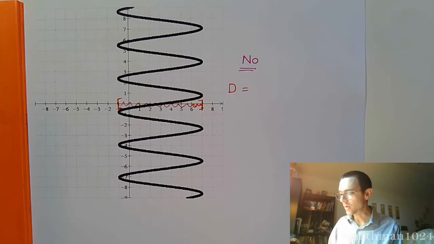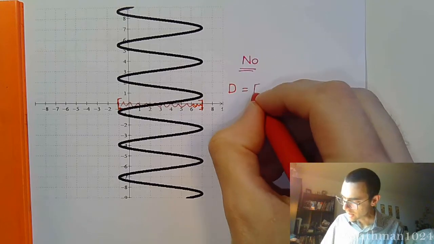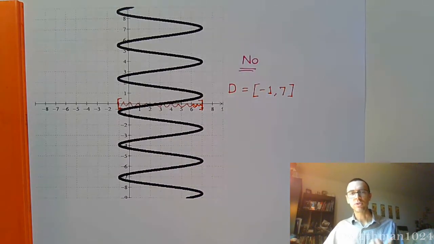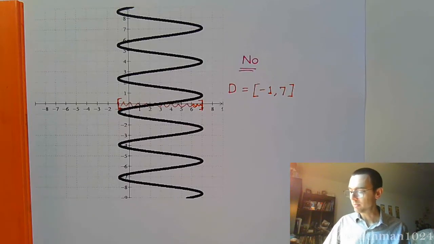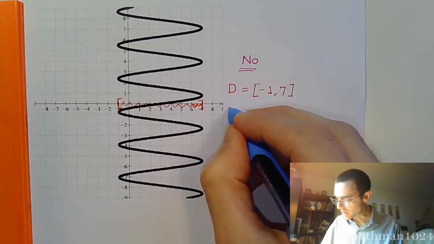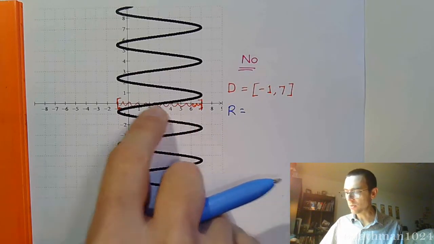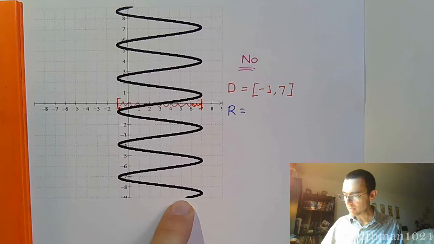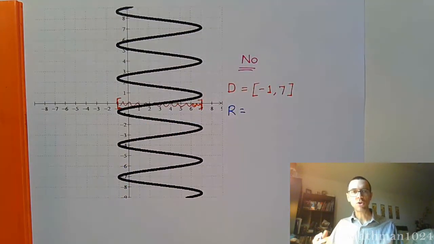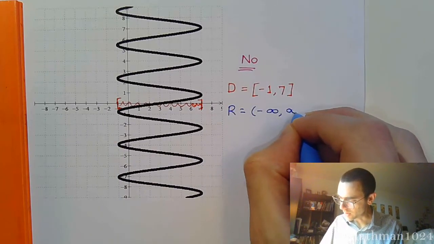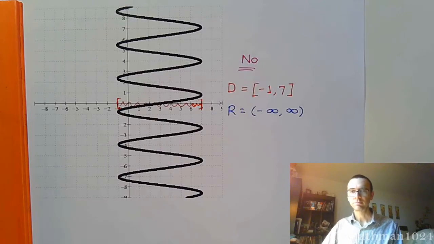Yes, Kevin, with the correct notation using those brackets. So that's bracket -1 to +7, just like that. Now the range. Well, the range, as we've mentioned, goes from bottom to top. And even though this guy slithers back and forth, from bottom to top, there are no gaps. There are no jumps for this guy. So his range is all real numbers, right?